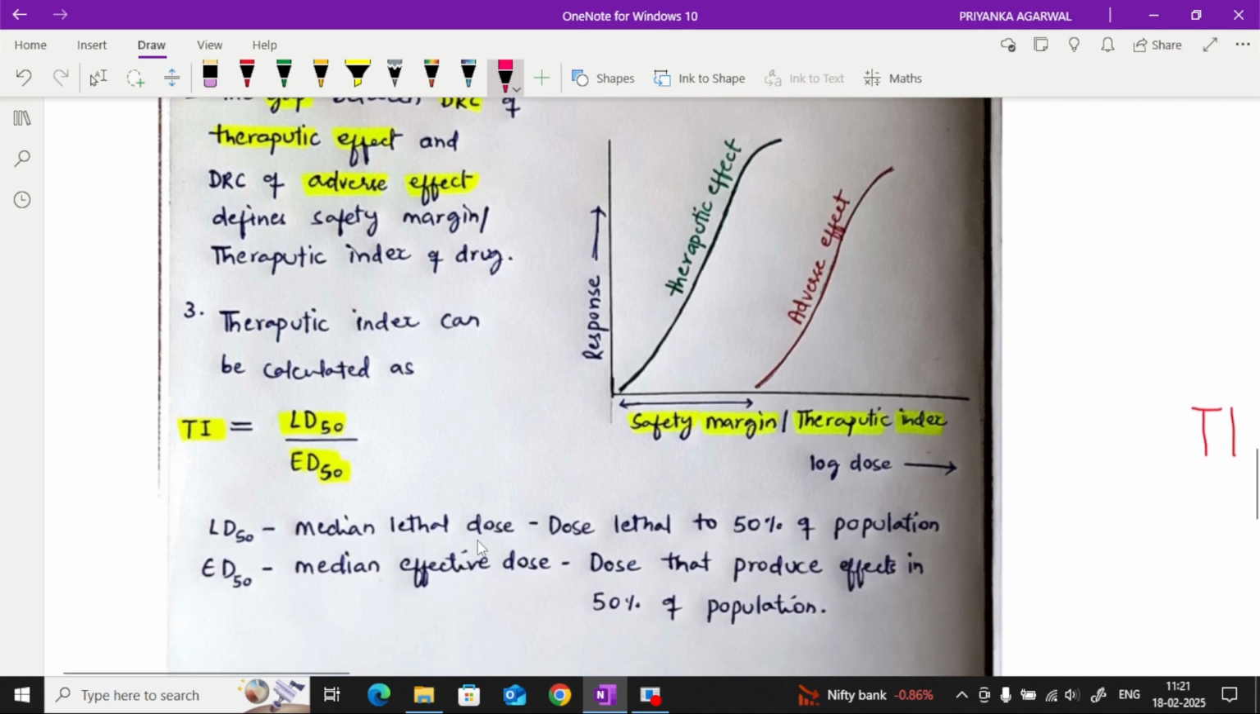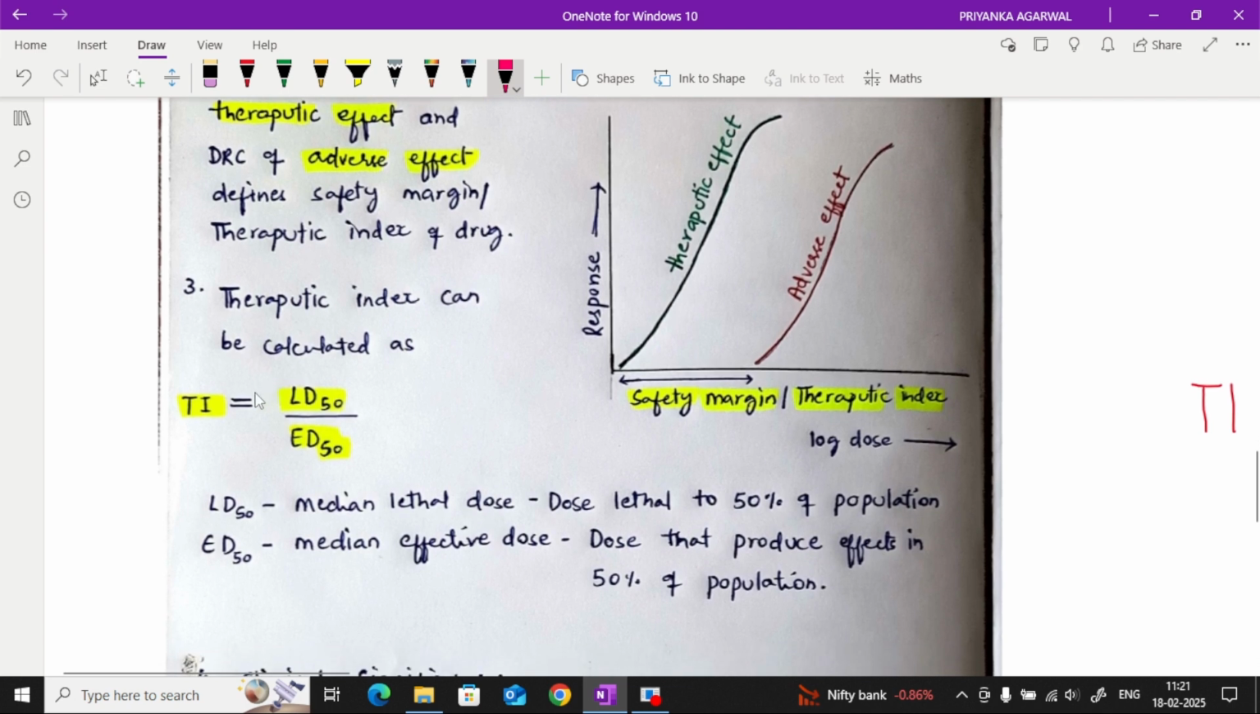So how do we calculate it? It can be calculated as LD50 by ED50. Now what is this LD and ED? LD is the median lethal dose, that means the dose that is killing 50% of the population. And ED is the dose that is effective, that is producing positive effects in 50% of the population. So if we use this formula, we get the therapeutic index.